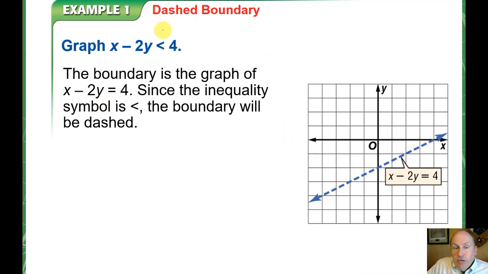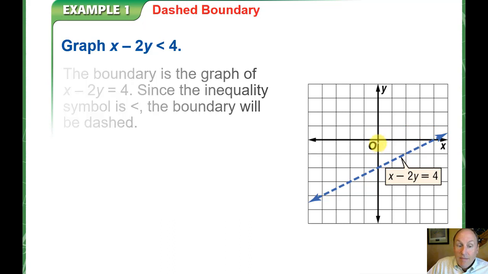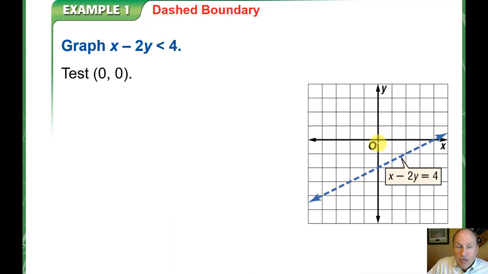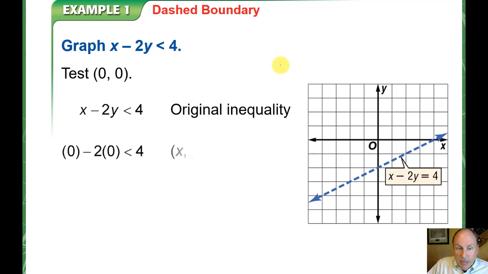It is dashed because the defining symbol of the inequality is a less than. So therefore, this boundary line is not part of the solution, but it is still a boundary. Next thing we're going to do, we're going to test a point. Again, I like 0, 0. Why? Because it's simple. We're going to put 0, 0 into this inequality. If I put in a 0 for x and a 0 for y, I get 0 minus 0 less than 4.